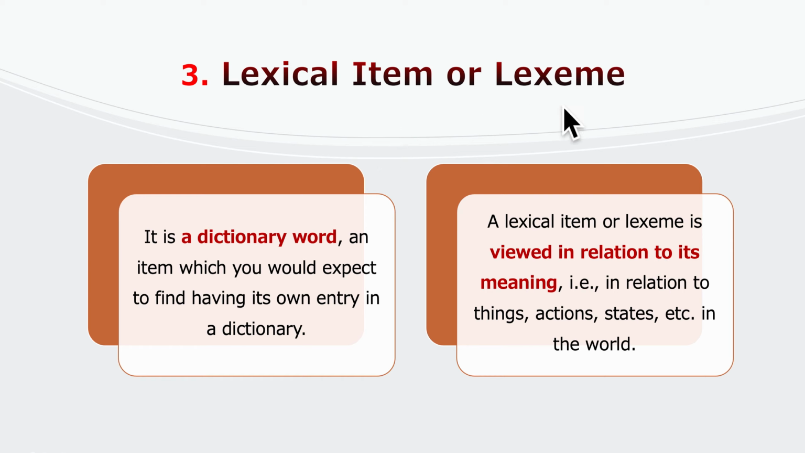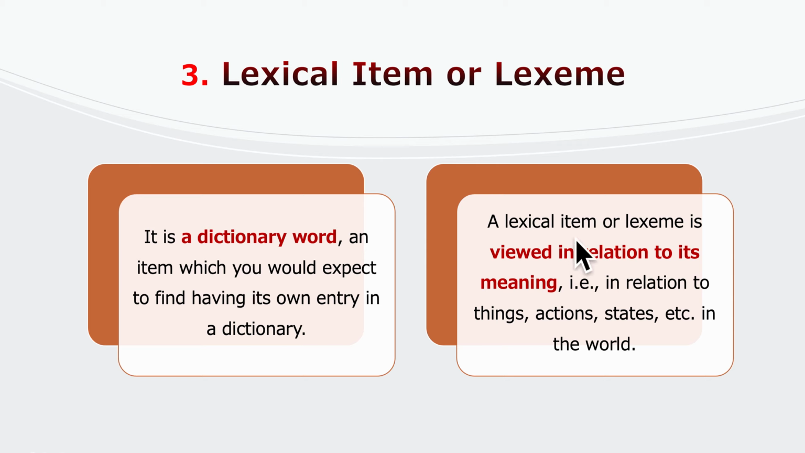Lexical item or lexeme. It is a dictionary word, an item which you would expect to find having its own entry in a dictionary. Normally, this kind of word, lexical item or lexeme, you find in a dictionary. What happens when you search a word? In a dictionary you find words like book, play, go, come. So these words, separately written, can be categorized as lexical items. For example, we have noun, pronoun, verb like play, we have book, we have man, we have men, like this.